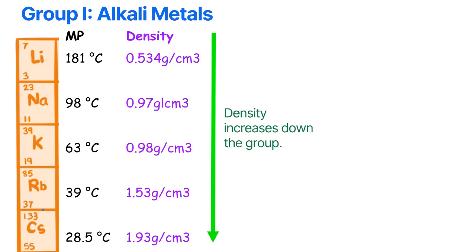Another important trend is density. The alkali metals become denser as you go down the group. So lithium is the least dense, followed by sodium, then potassium.